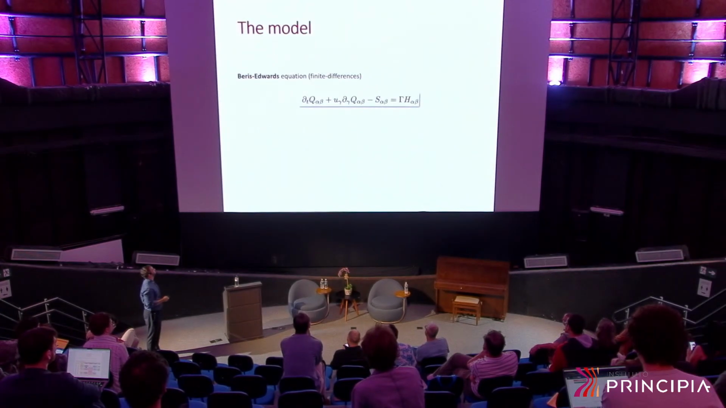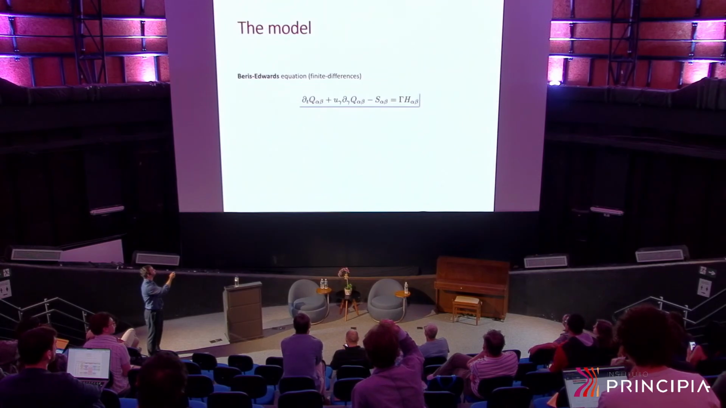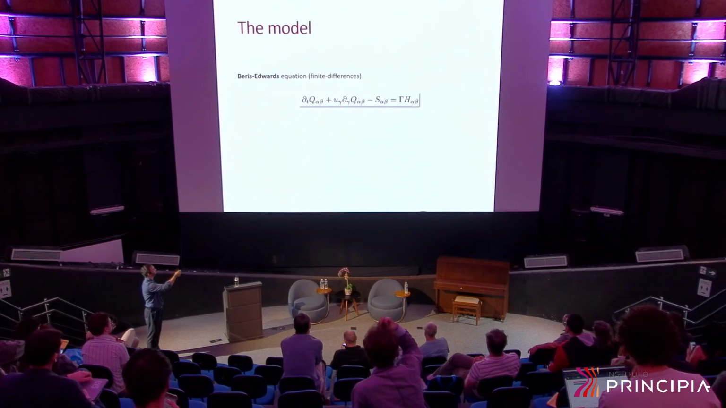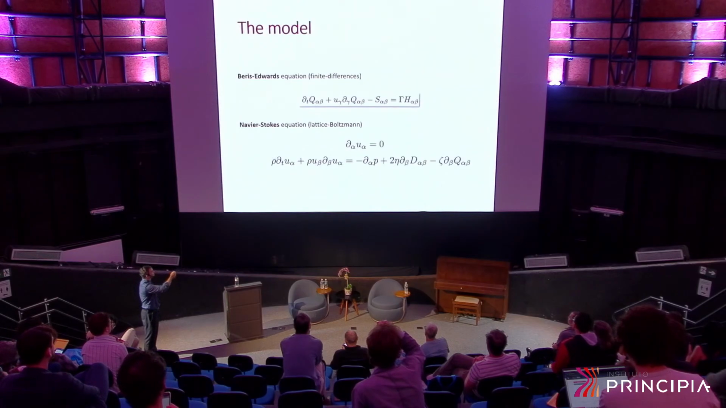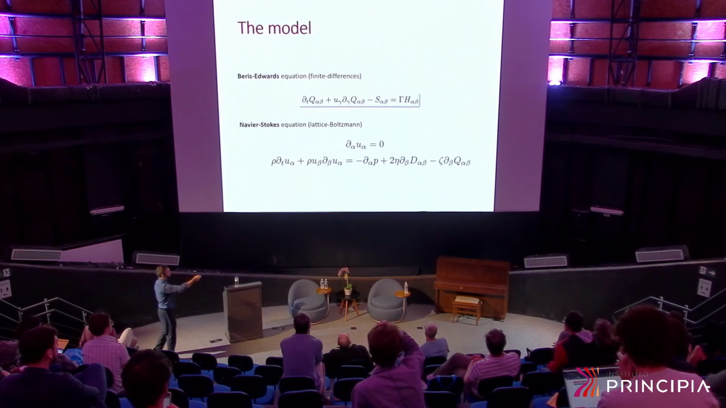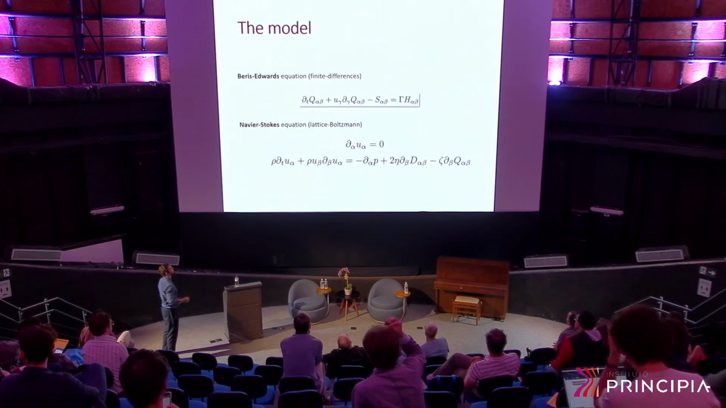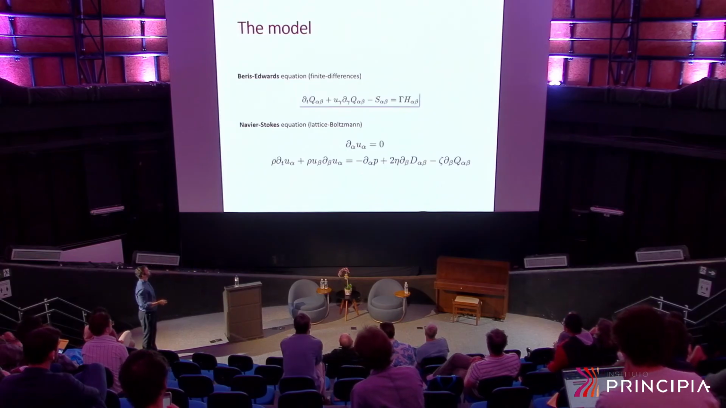And giving a bit more details, so we solve 2 equations which are coupled. The first one is the Beris-Edwards equation. It gives the time evolution of the tensor order parameter. So this equation depends on the fluid velocity here, and also on this co-rotational term that gives how the particles rotate with the flow. And the Navier-Stokes equation, which gives the time evolution of the velocity field. And it also depends on the tensor order parameter that's given by the previous equation. So those two equations, they are coupled.